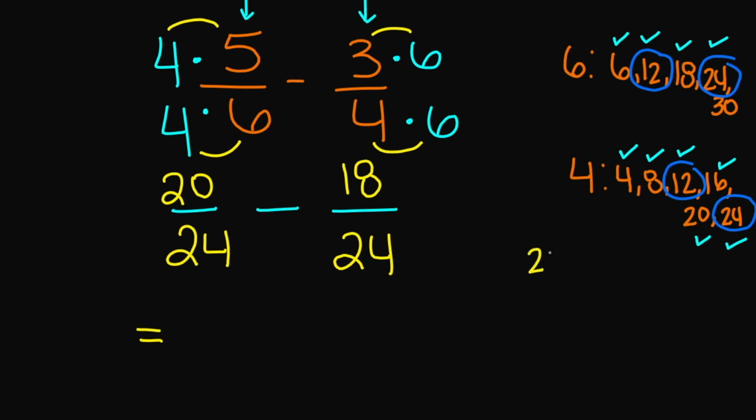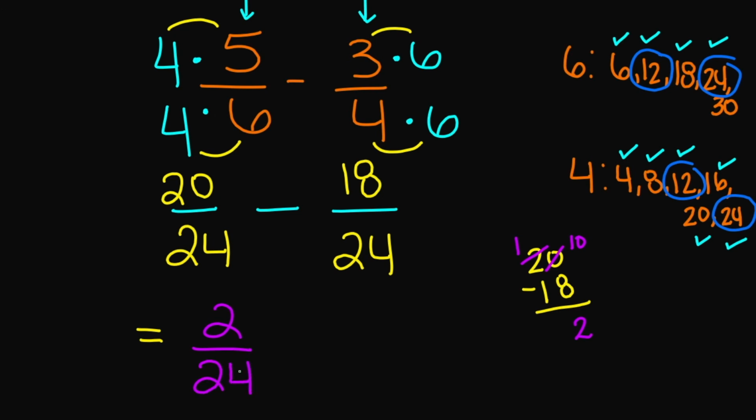So we have 20 minus 18. 0 minus 8 is going to give us a negative number. So I'm going to borrow. This 2 is going to become a 1. This 0 here is going to become a 10. So 10 minus 8 is 2. And then 1 minus 1 is 0. So 20 minus 18 is going to be 2. That's going to be over 24.